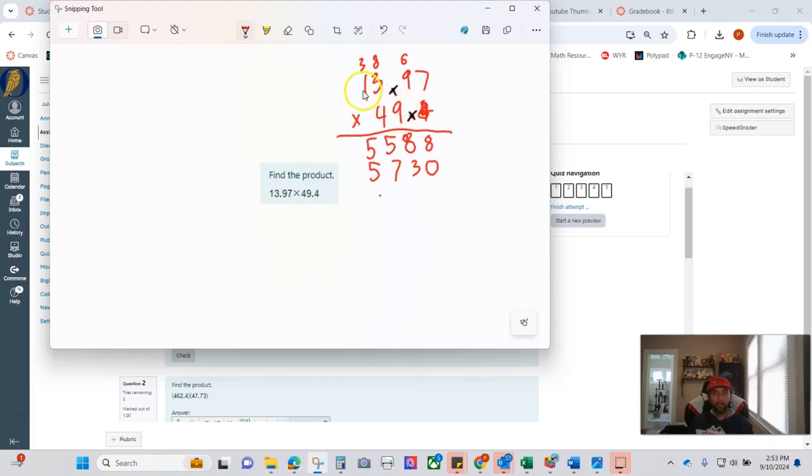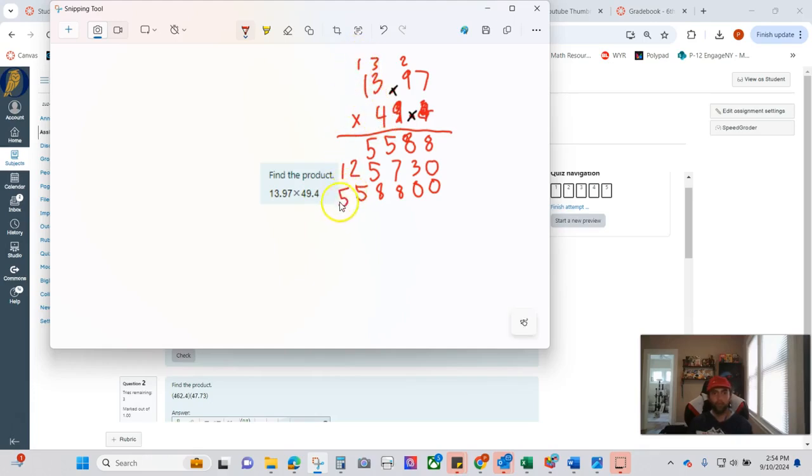Carry the 3. 9 times 1 is 9. Plus 3 is 12. And now scribble that out, and I put 2 placeholder zeros here. And now I multiply with this 4. 4 times 7 is 28. So carry the 2. 4 times 9 is 36. Plus 2 is 38. Carry the 3. 4 times 3 is 12. Plus 3 is 15. Carry the 1. And 4 times 1 is 4.